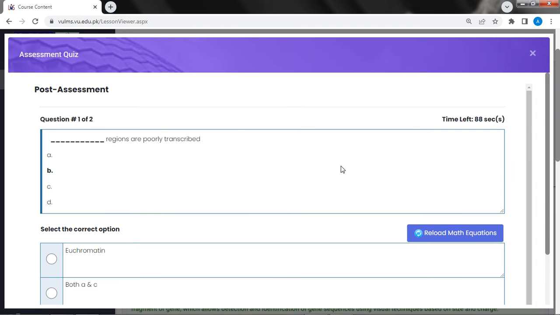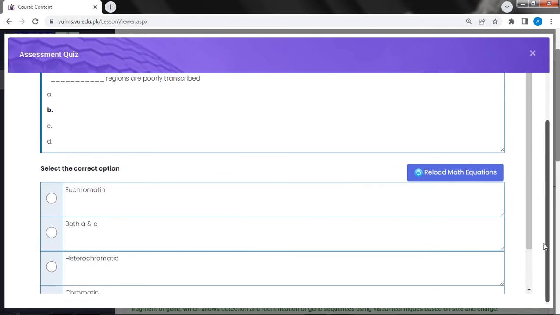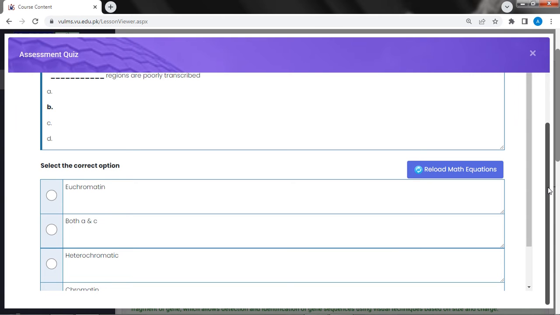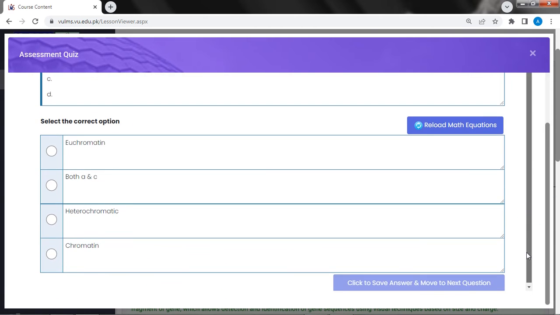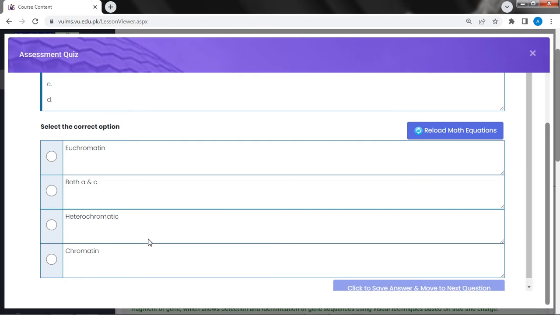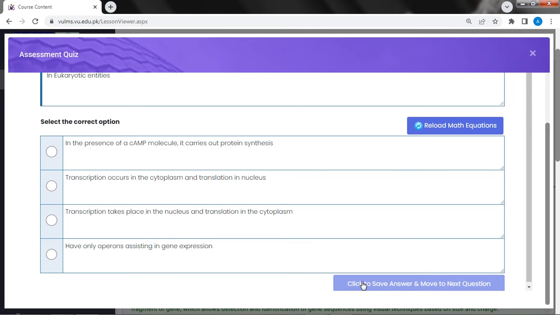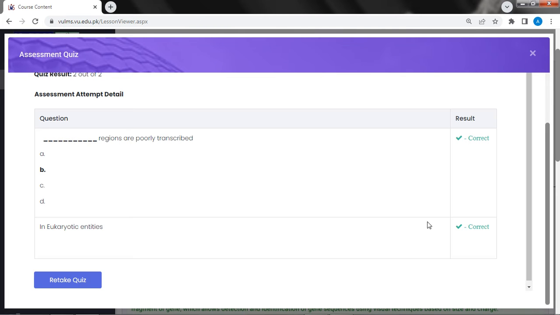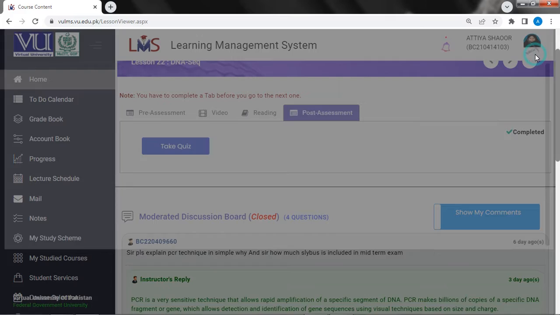Heterochromatin, chromatin, euchromatin, heterochromatin. In eukaryotic entities, transcription occurs in the cytoplasm and translation in the nucleus. Transcription takes place in the nucleus and translation in the cytoplasm.